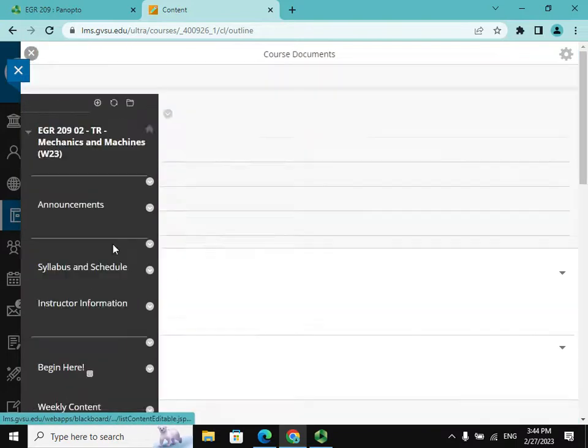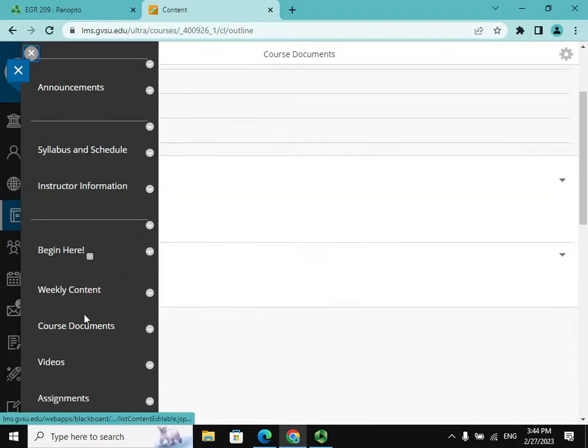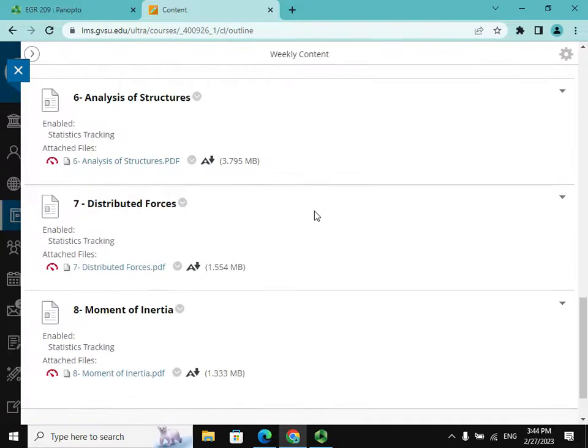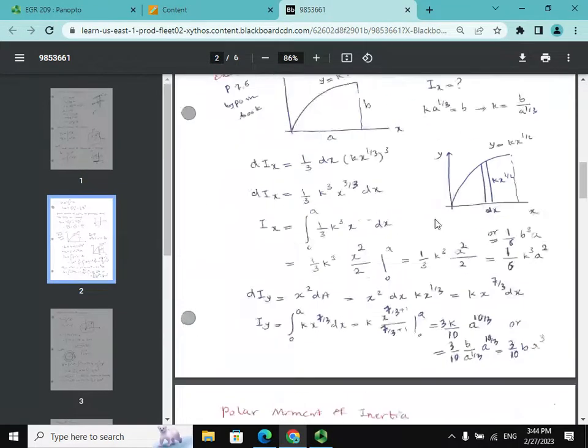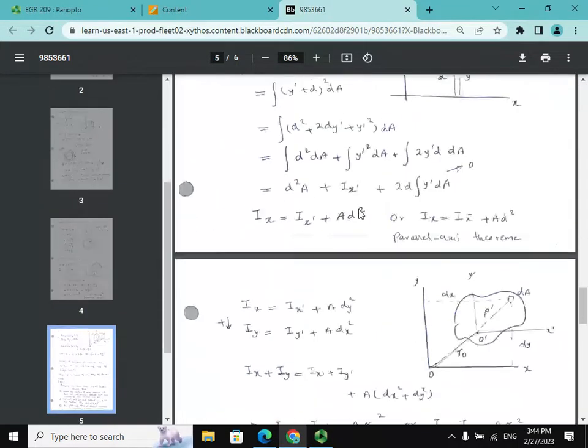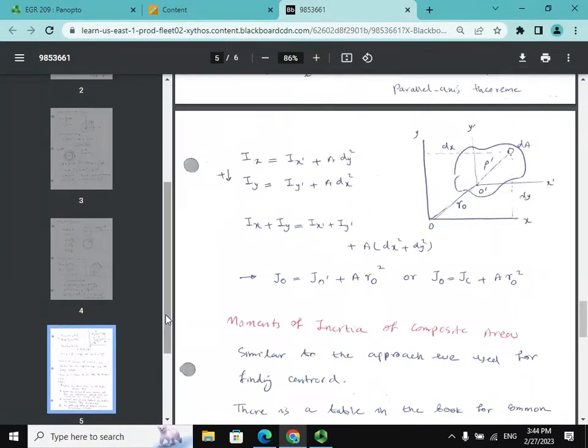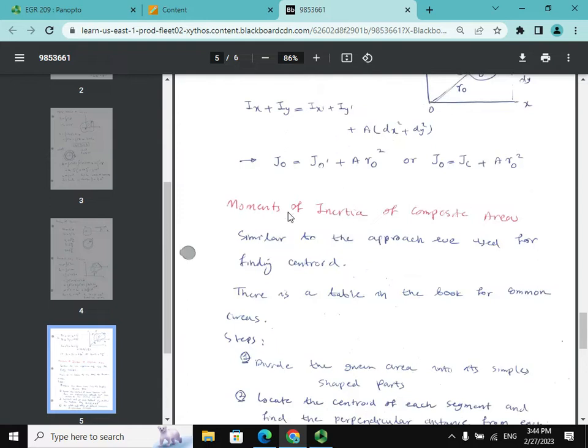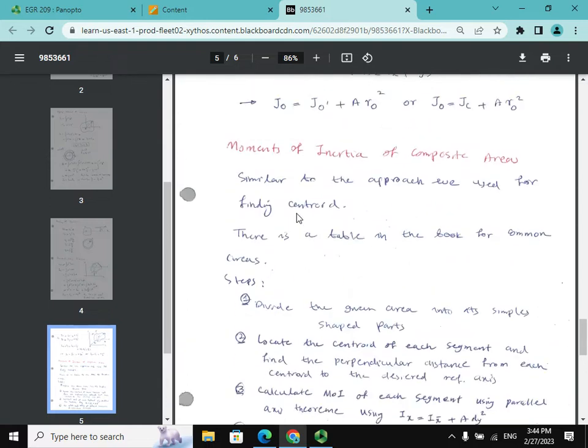Oh, okay. Must be here, not course documents, course weekly content. Go here, moment of inertia. So let's see how this is helping us. Okay, so these are what I talked about in lecture 1, lecture 2. So with what I just said, for composite areas we can develop a flow chart to find the moment of inertia for composite shapes. This is similar to the approach that you learned to find the centroid for composite shapes.